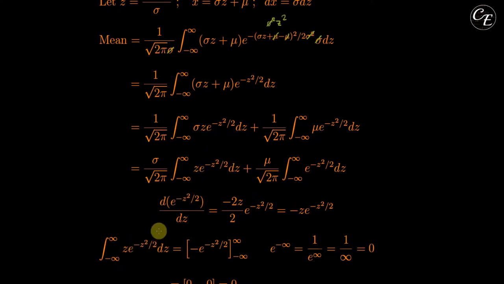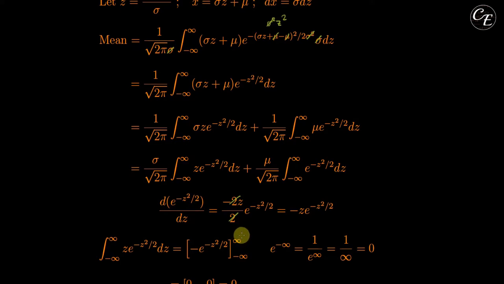Then let us evaluate this one. To evaluate it, let us see what the derivative of e raised to negative z squared over 2 with respect to z is. Let us differentiate first the exponent. We have negative 2z over 2, then e raised to negative z squared over 2, then we can cancel out 2 and 2. So what we're left with is negative z e raised to negative z squared over 2. If we compare this to the integrand, they are almost the same, except that this one is negative while the other is not. So the integral of z e raised to negative z squared over 2 is the negative of e raised to negative z squared over 2, evaluated from negative infinity to positive infinity.